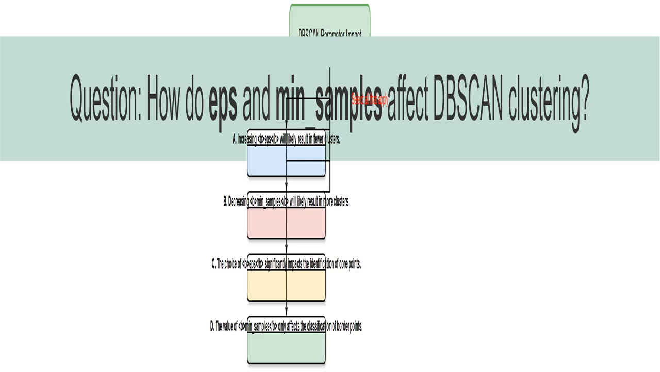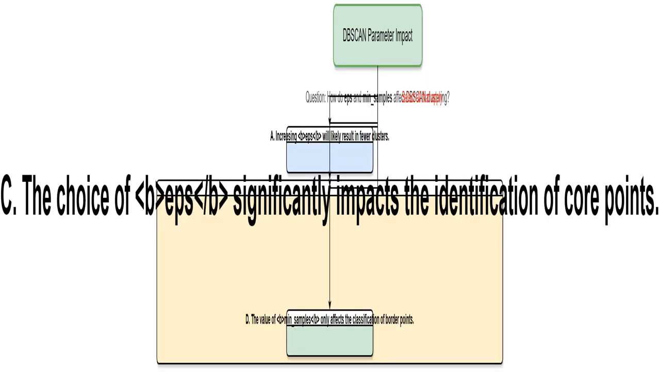I see this as the core question. We're investigating how changing the epsilon radius, eps, and the minimum samples, min_samples, in the dbscan algorithm impacts the resulting clusters. It's about understanding the interplay between these two parameters. Let's dive in. This is the instruction for the multiple choice question.